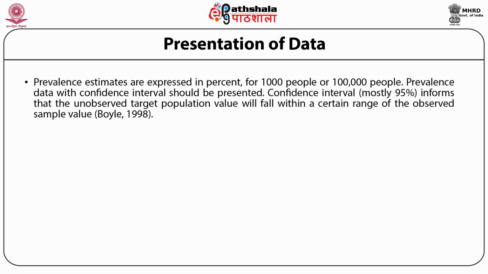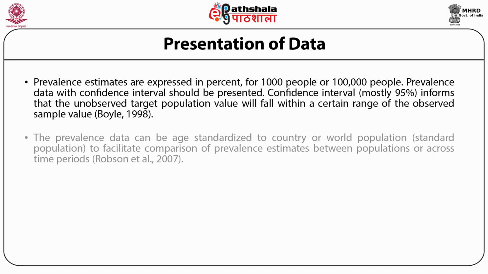Prevalence data with confidence level should be presented. Confidence interval, mostly 95%, informs that the unobserved target population value will fall within a certain range of the observed sample value. The prevalence data can be age standardized to country or world population to facilitate comparison of prevalence estimates between populations or across time periods.